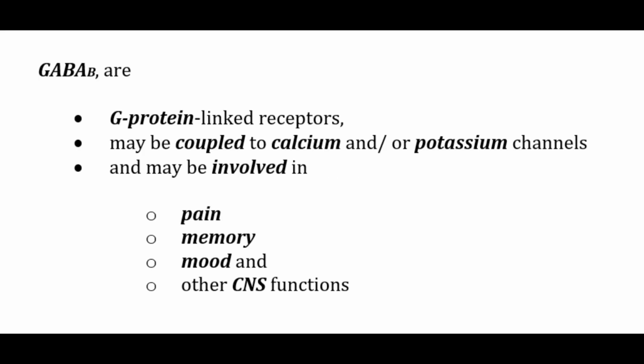And GABA-B are G protein linked receptors and may be coupled with calcium or potassium channels and may be involved in pain, memory, mood, and other CNS functions.